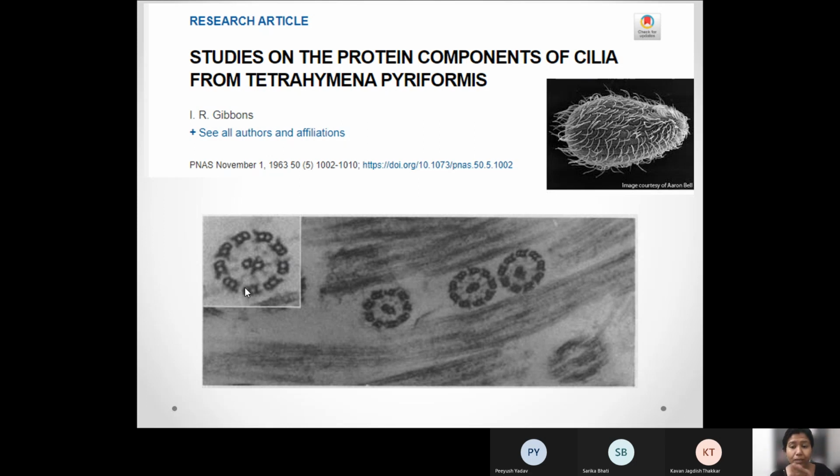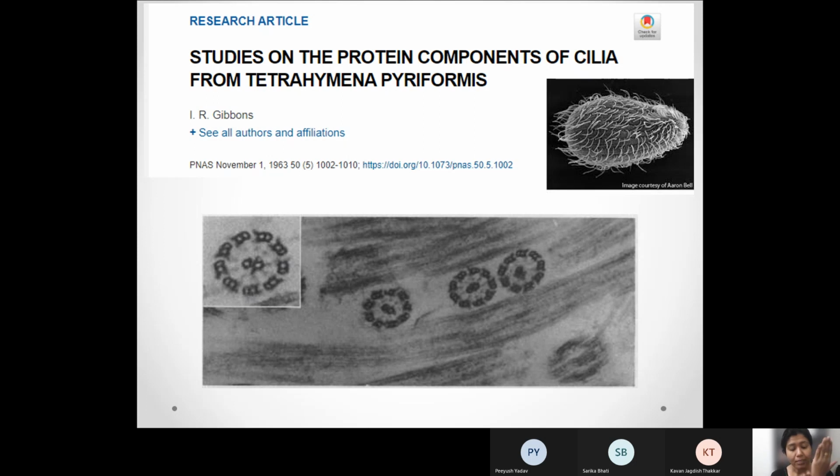Now that's quite a difficult thing to envision, how a sliding of microtubules past one another is actually going to create a whip-like motion. As I said, not everything is known, but it's still believed that this is how it is working.